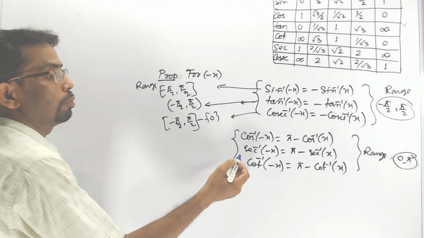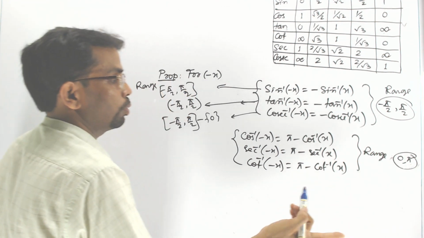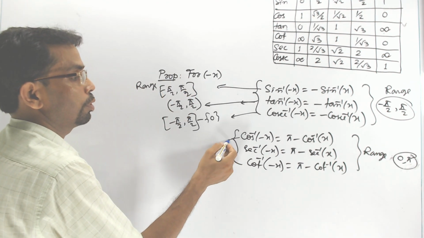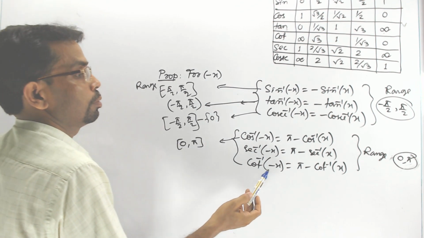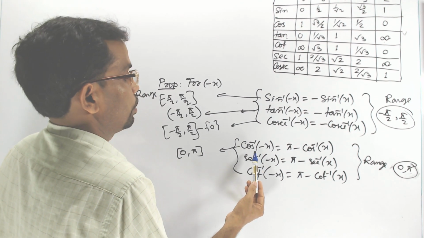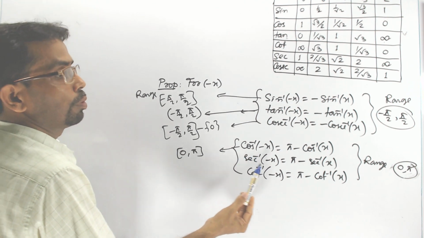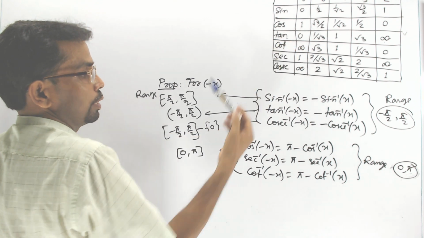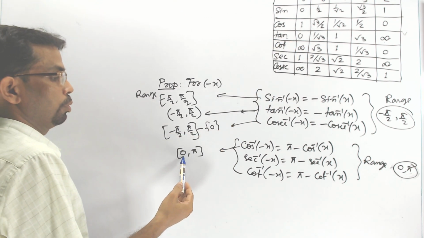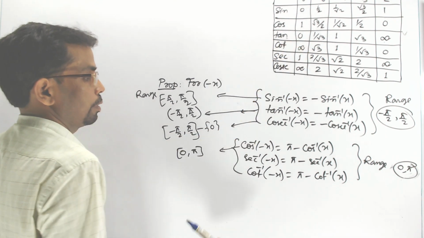Then for these three we know 0 to pi. Now how to write open, how to write closed interval? You see, for cos, range will be 0 to pi. It will be closed interval, because at 0, cos is defined. We can take any one extreme point, 0 we can take, cos 0 is defined.